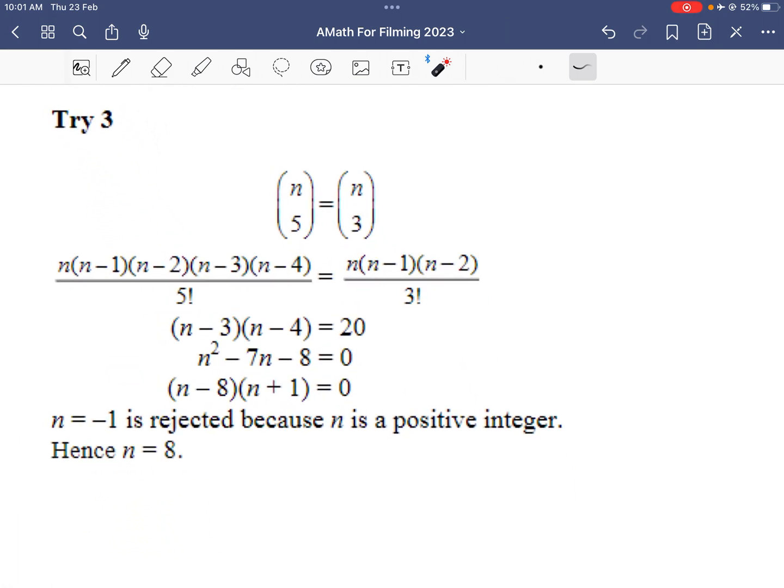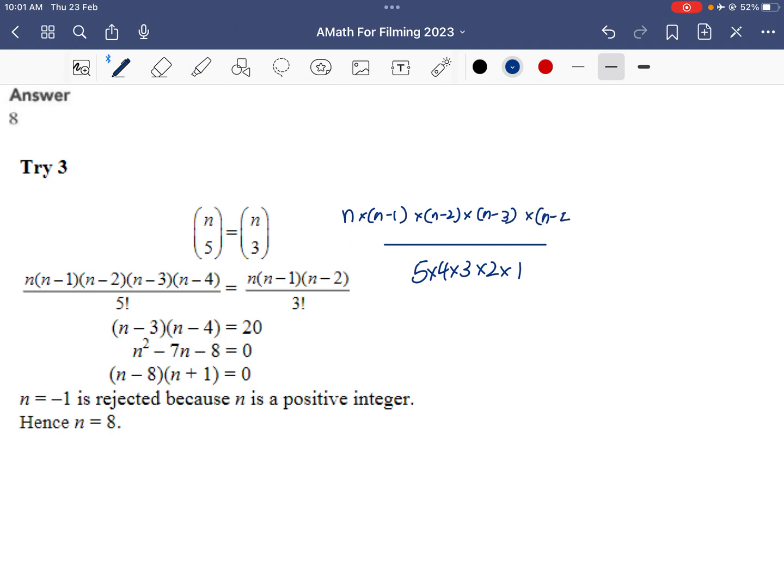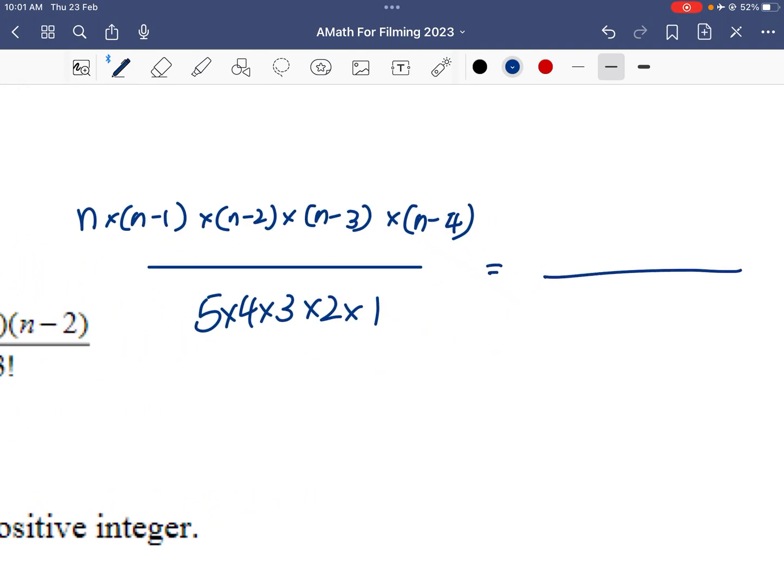Okay, for n choose 5 equals n choose 3, the answer I have here may seem a bit more complicated, but never mind, let me help you. For n choose 5, we have 5 times 4 times 3 times 2 times 1 in the denominator. Then in my numerator, I start with n times n minus 1, second term, third term, fourth term, and fifth term. For n choose 3, this is 3 times 2 times 1. I start with n times n minus 1.